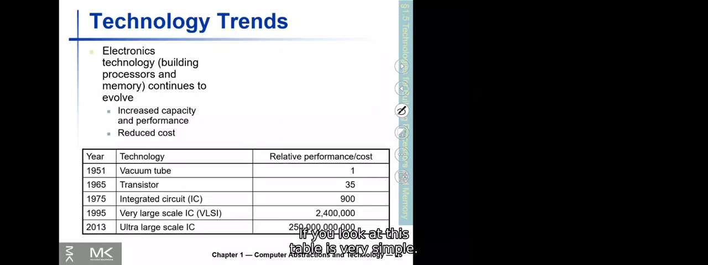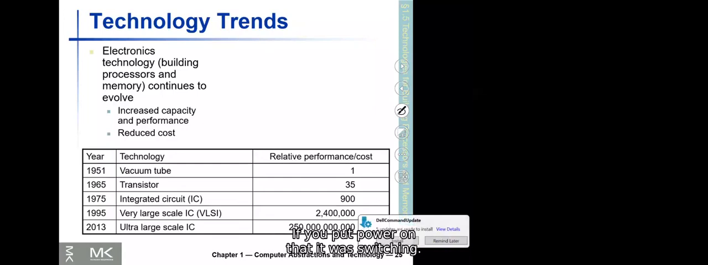If you look at this very simple table, in 1951 we had the vacuum tube. The tubes were making the switches. If you put power on it, it was switching. If not, it is some kind of a relay. You haven't seen a vacuum tube. I've seen one. I had a TV with vacuum tubes in my home at that time. They needed to warm up to start. We had to turn it on and wait 2 minutes. They warmed up, and then the TV was working.